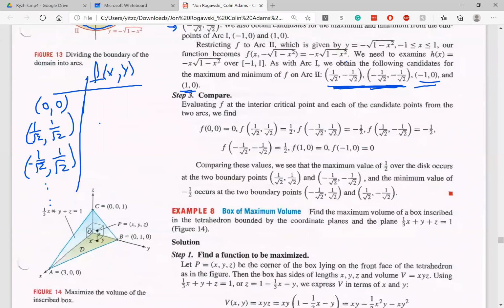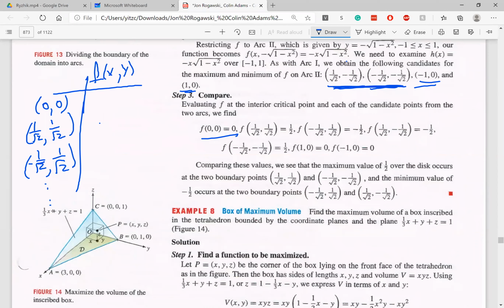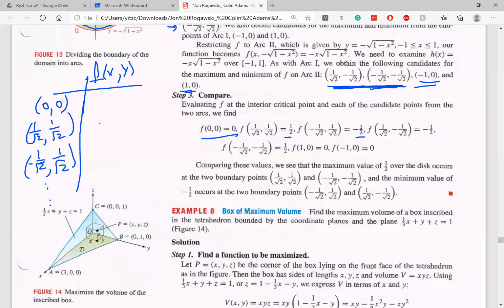So for (0, 0), we have 0. For (1/√2, 1/√2), we get a half. The other one, we get negative a half. For the negative of this square root, so the lower part of the boundary, we get negative a half and a half. For (1, 0) and (-1, 0), we get 0. So therefore, the maximum value of our function is 1/2, and that happens at this point and at this point. And the minimum value is negative 1/2, and that happens at this point and at that point. Any questions about this?